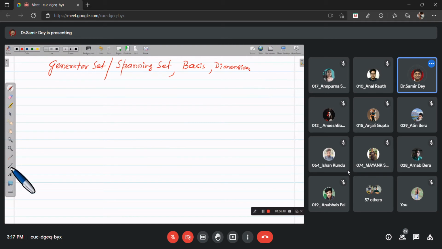Okay. Now try to understand this very, very interesting part. Generator set and spanning set are both the same. If you consult different writers' books, someone uses spanning or someone uses generator. Okay, and then it is a basis and then dimension. Now try to understand the definition part.